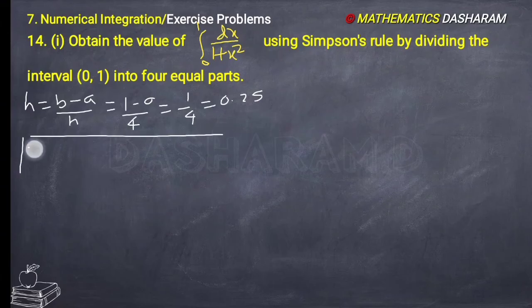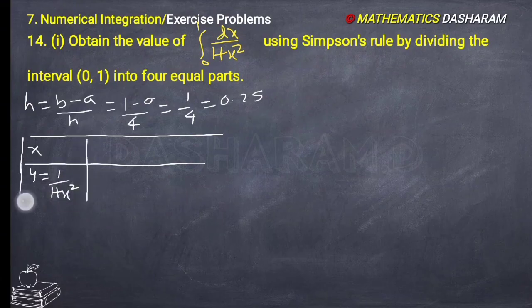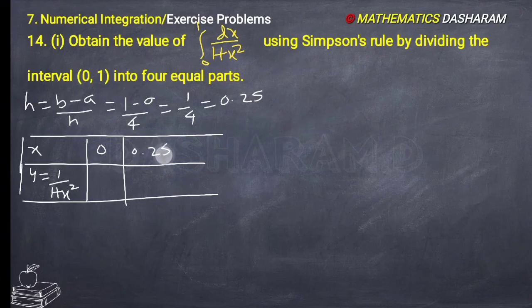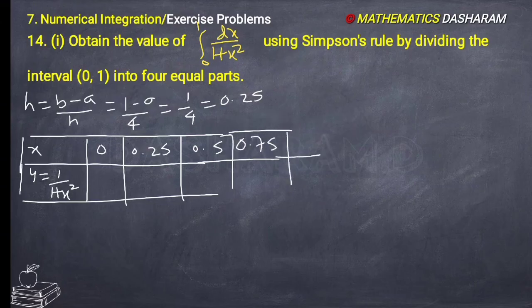Now let's draw a table. Here first x value, next y equals 1 by 1 plus x square. So the first x value is 0 and increase with 0.25. Here 0.25, 0.5, next 0.75, next to 1. When x value is 0, then the y value is 1.